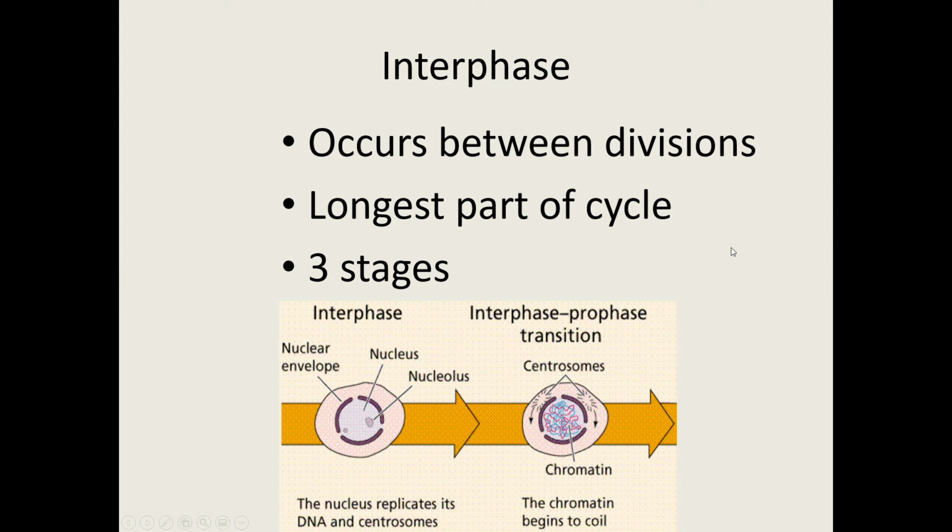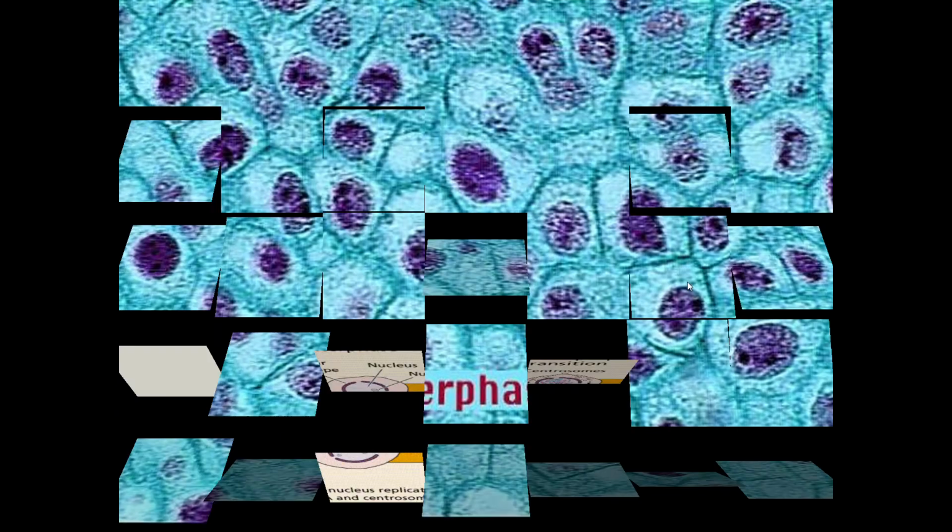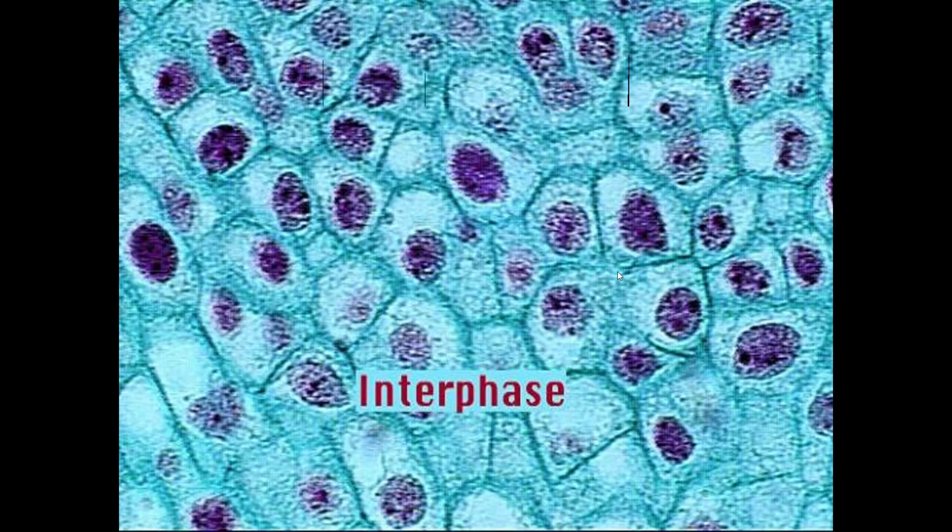So interphase is what occurs between divisions, and it's the longest part of the cycle. There are three stages to interphase, and it lasts a long time because it takes a lot of energy and resources to split a cell in two. So it'll take a long time, right, to get ready to do all of its splitting. So let's take a look at interphase.